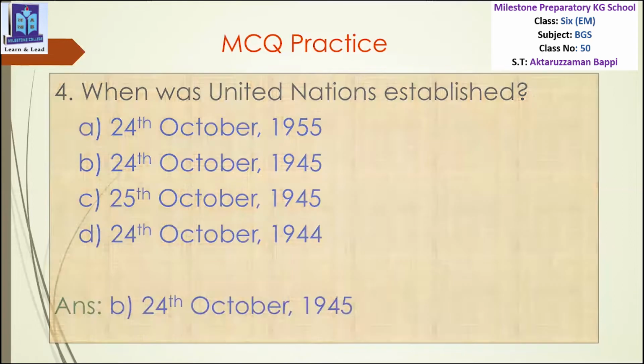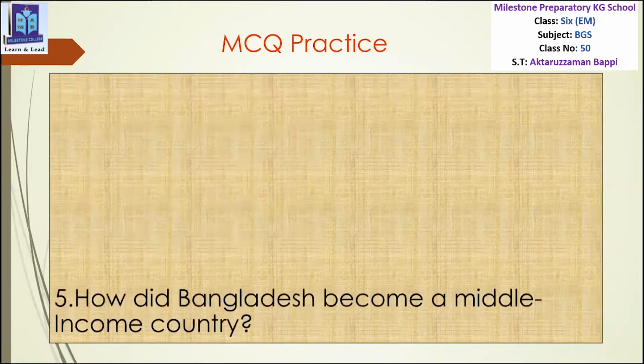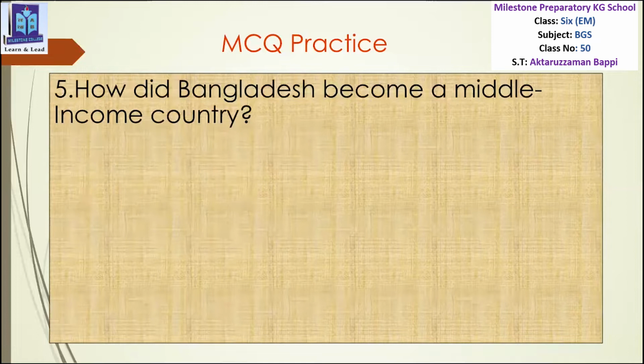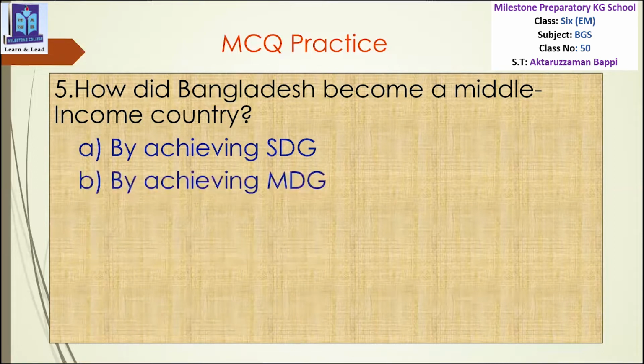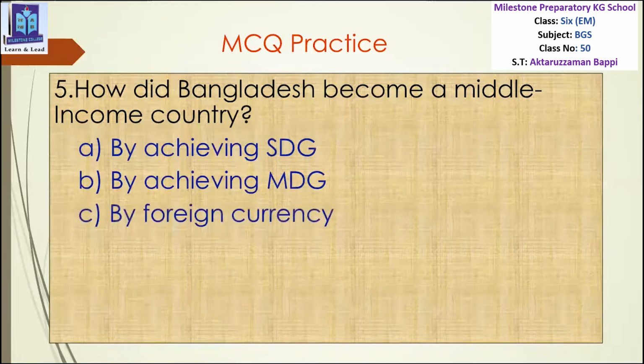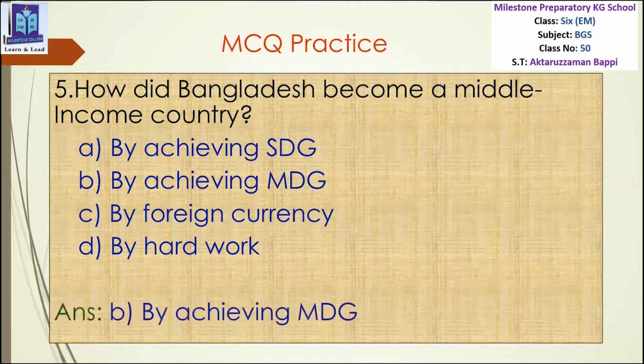Thank you. Now students, last question for you. Get ready to give the answer. How did Bangladesh become a middle income country? By achieving SDG, by achieving MDG, by foreign currency, by hard work. Which one? Very good. The answer is correct. By achieving MDG. Absolutely correct.